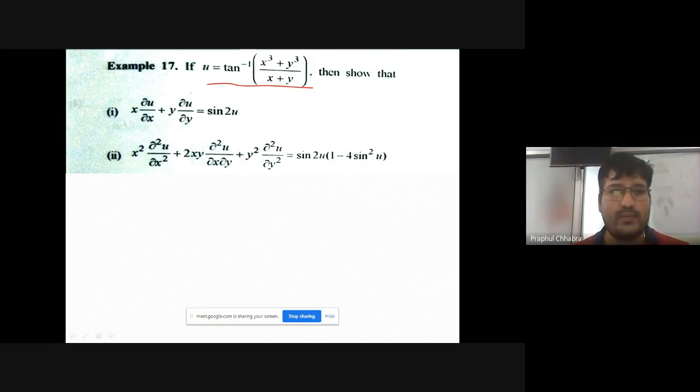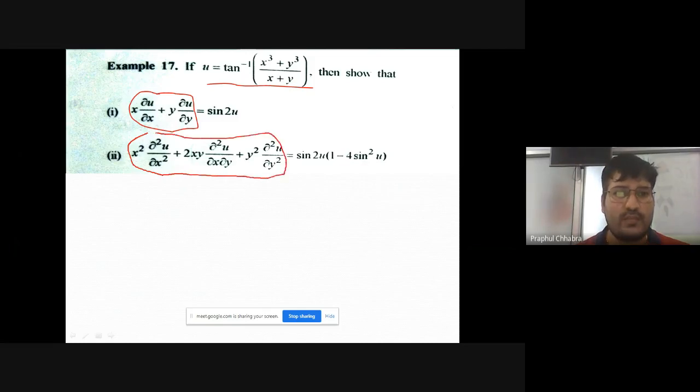लास्ट वीडियो में भी मैंने आपको बताया था, and I am again telling that if you are finding these types of expressions, x del u upon del x plus y del u upon del y, or x square del 2u upon del x square plus 2xy del 2u upon del x del y plus y square del 2u upon del y square, अगर आपको क्वेश्चन में इस तरह का एक्सप्रेशन नजर आए तो you just focus on Euler's theorem first, right? So we start.